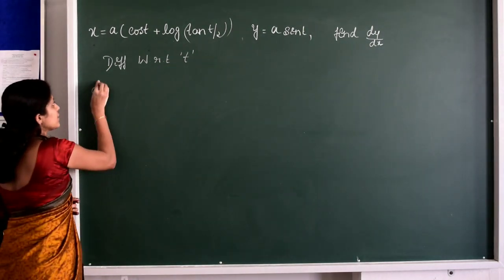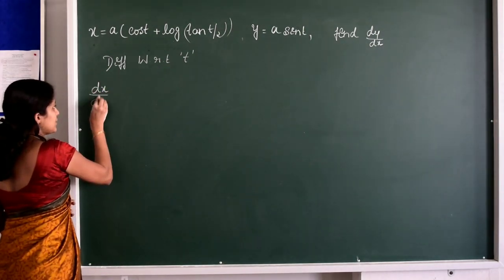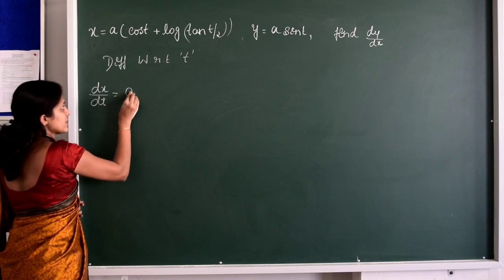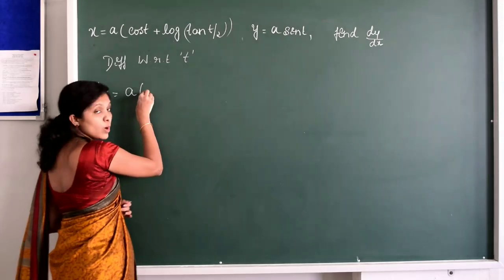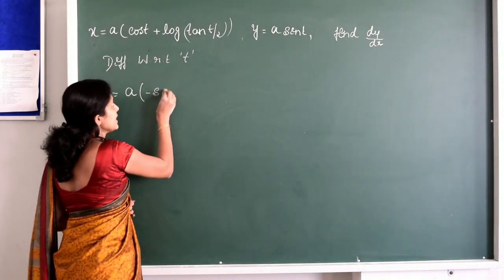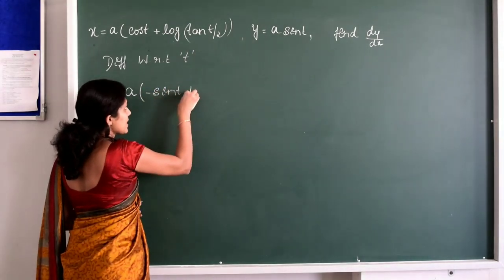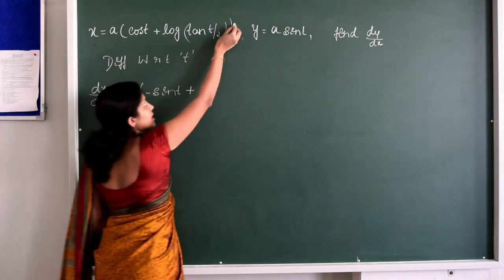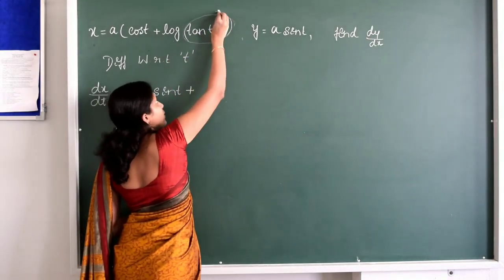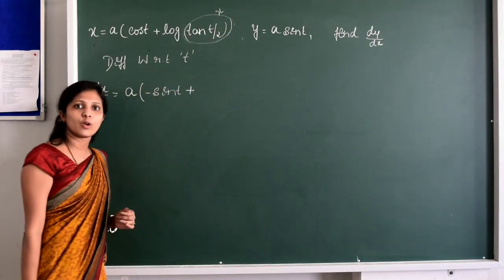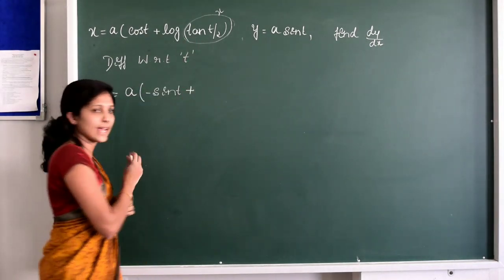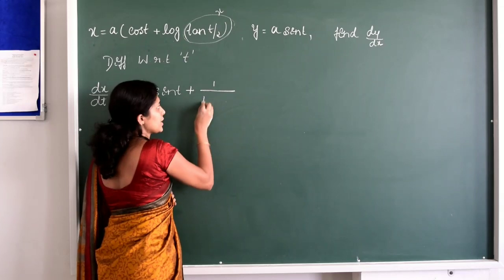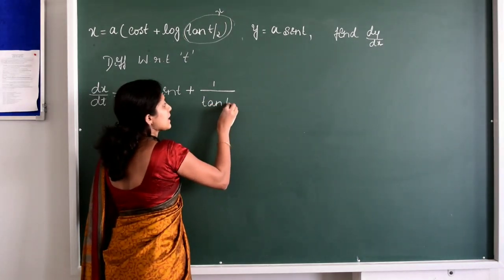Obviously dx by dt is equal to a, which is constant as it is, and the derivative of cos t with respect to t will be minus sin t, plus now it's of the form log x. You have to consider this as x and apply the chain rule. So the derivative of log x will be 1 by x, but in the place of x here we have tan t by 2. So this will be 1 divided by tan t by 2.